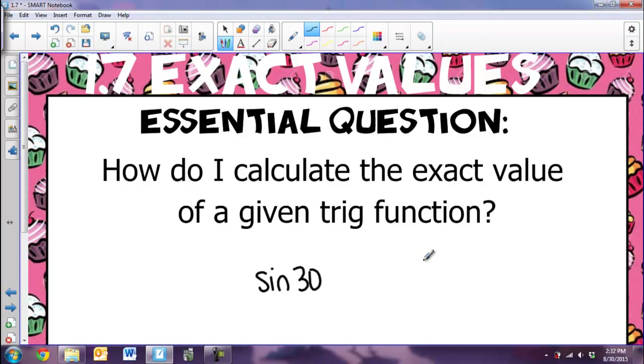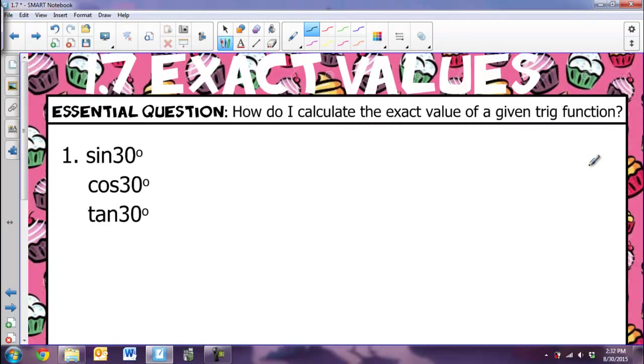Well, now what we want is the exact value, because we don't want that irrational number that keeps going forever. We want to know what it is. Is it root 3 over 2, whatever. We need to know exactly what those values are. So let's start out by doing sine, cosine, and tangent of 30 degrees.